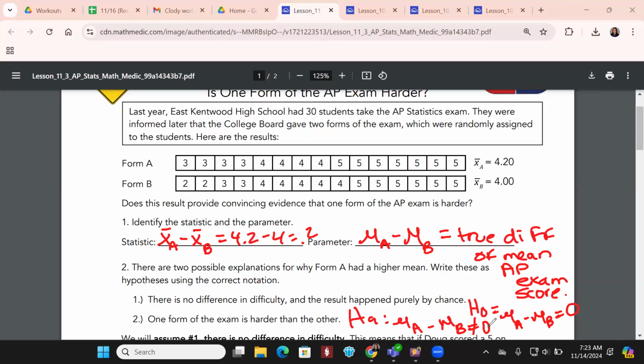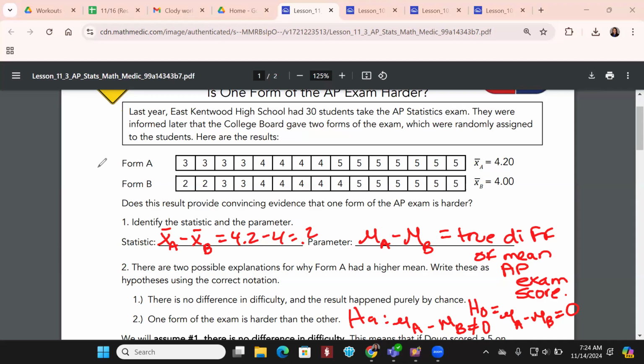All right, we're going to assume number 1, that there's no difference in the difficulty. This means that if Doug scored a 5 on form A, he would also score a 5 on form B. The 30 AP scores from the class are written on 30 cards, randomly assigning half of the students to get form A and the other half to get form B. What is the difference in mean scores for this random assignment?